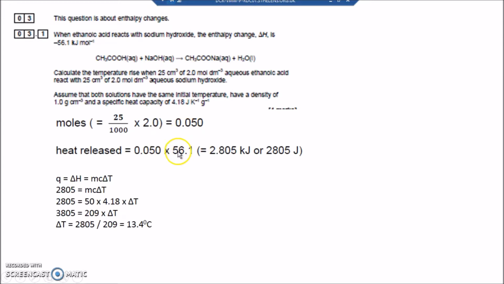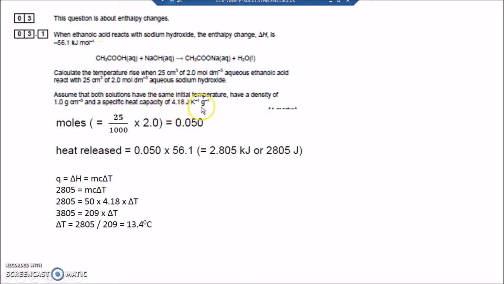Except that I haven't reacted a mole, I've only got 0.05 moles. So if 1 mole gives out 56.1 kilojoules of energy, then 56.1 multiplied by 0.05 comes out as 2.805 kilojoules, or multiplied by 1,000 to get into the smaller unit of joules, 2,805 joules of energy for the 0.05 moles that I have.